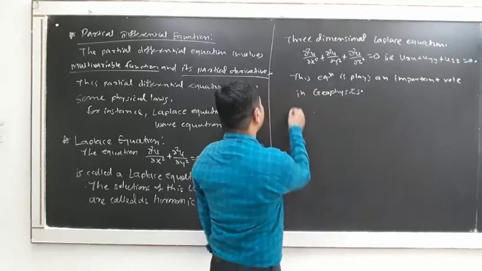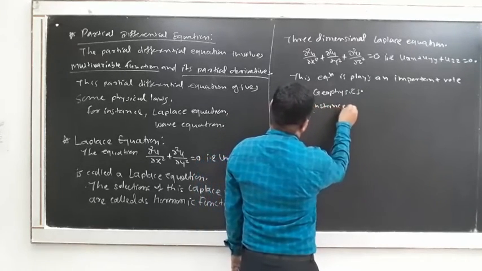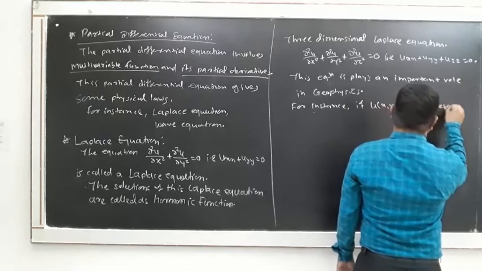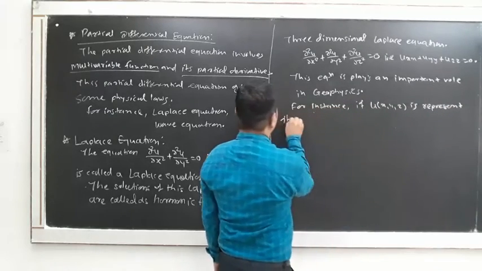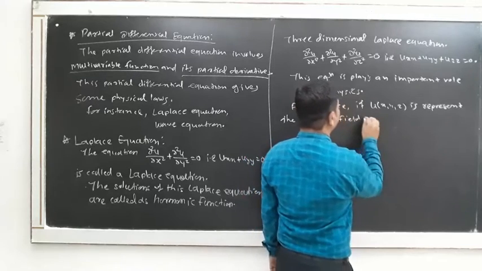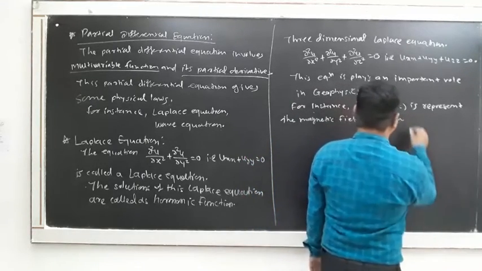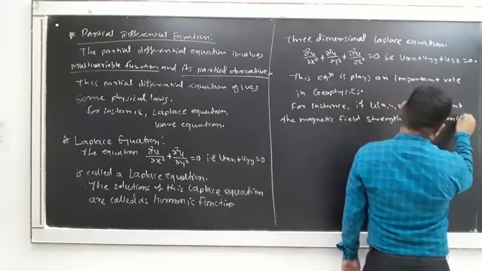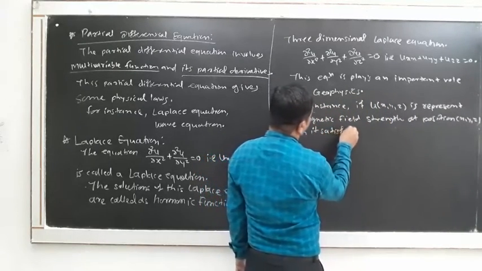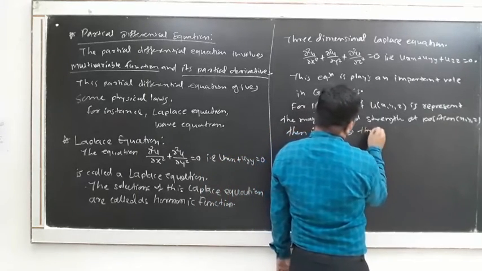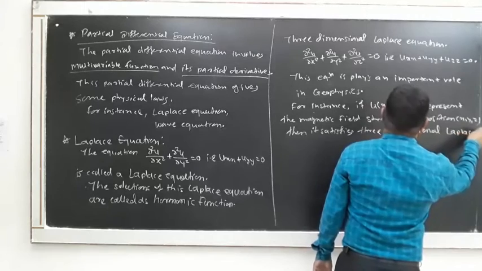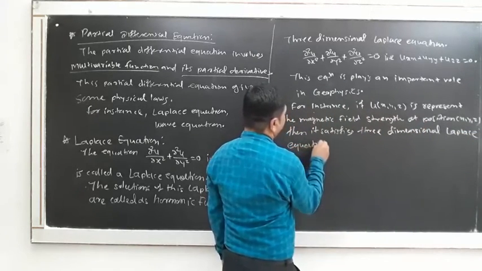In geophysics, for instance, if u of xyz represents the magnetic field strength at position xyz, then it satisfies the three-dimensional Laplace equation.